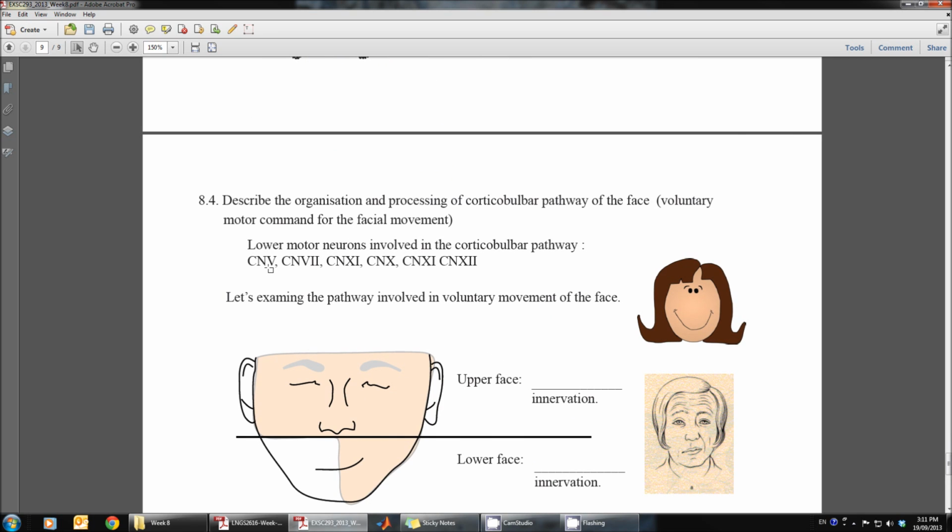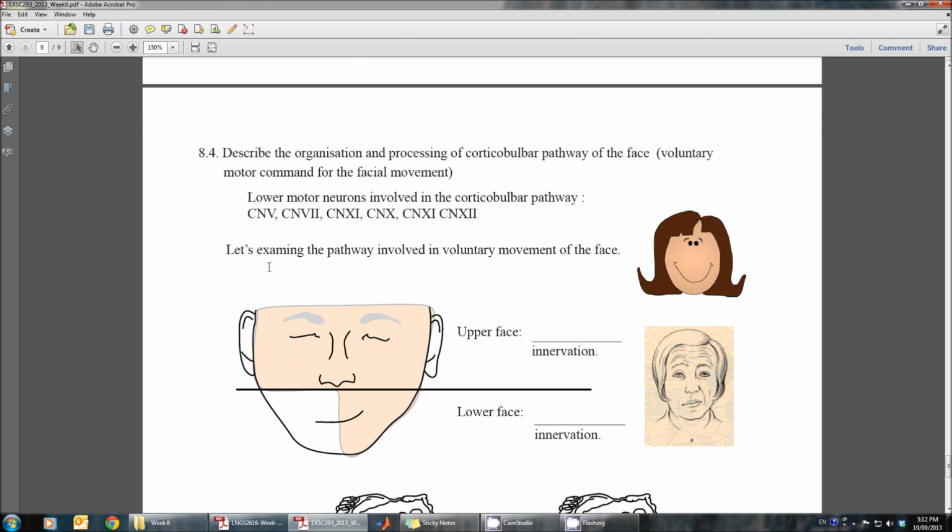The last objective for today was the innervation of the face area, and this is done by the corticobulbar tract. It's a voluntary motor control for the facial movement, and facial movement specifically is governed by cranial nerve number 7. In other words, we're going to draw two neurons, upper motor neuron being the corticobulbar tract and the lower motor neuron being the cranial nerve number 7.